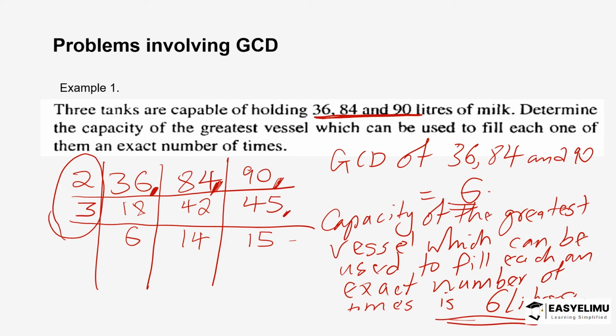So you must remember to answer the question that is asked. Remember, the question is: determine the capacity of the greatest vessel which can be used to fill each one of them an exact number of times. So the GCD of the 3 numbers is that, but now you have to answer the question appropriately. So you frame your answer as: the capacity of the greatest vessel which can be used to fill each tank an exact number of times is 6 liters.